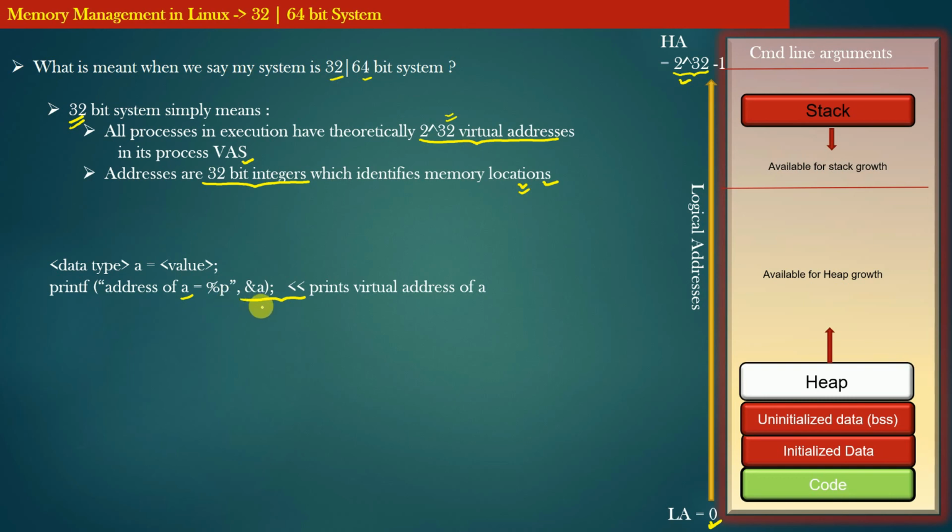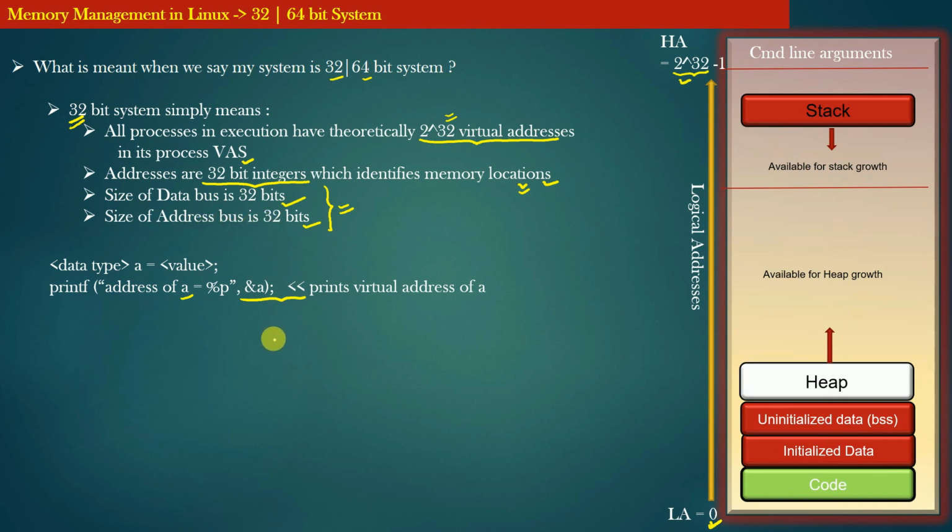Now when I say that my system is a 32-bit system, it also means that the size of the data bus is 32 bits and the size of the address bus is 32 bits. So now we are going to discuss what it means when we say the size of the data bus is 32 bits and the size of the address bus is 32 bits.